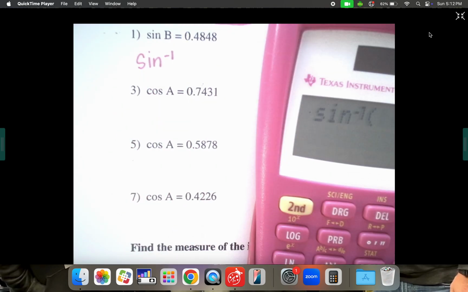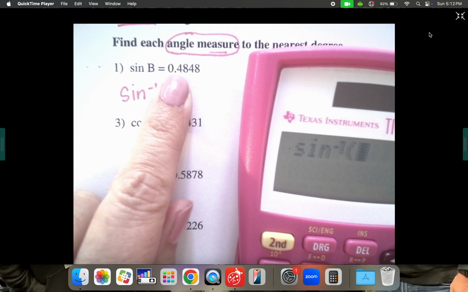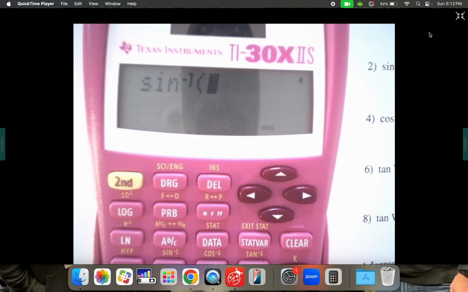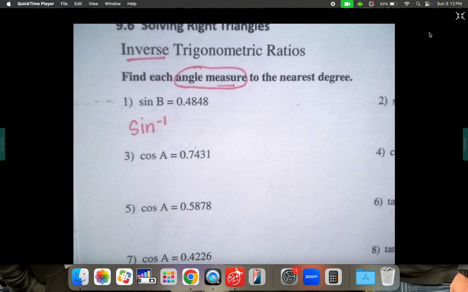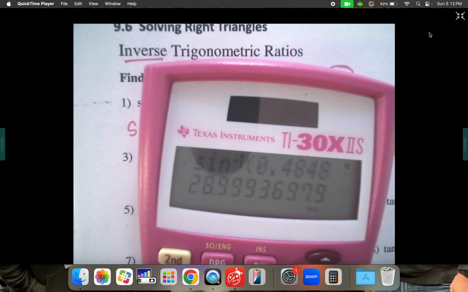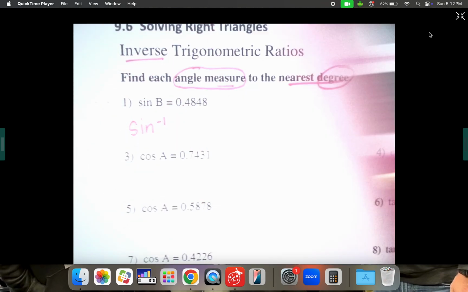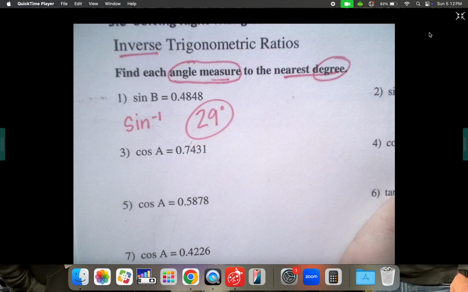I'm going to do second and sine so that I've got my inverse sine. Then I'm going to put all 4 of these decimal place values in: 0.4848. You can close the parentheses if you want, but if this is the only thing you're doing, you don't have to. I pushed equals, and it's about 28.9. What are we rounding to? Oh, we're rounding to the nearest whole degree. So we are going with 29. This angle would be a 29-degree angle.